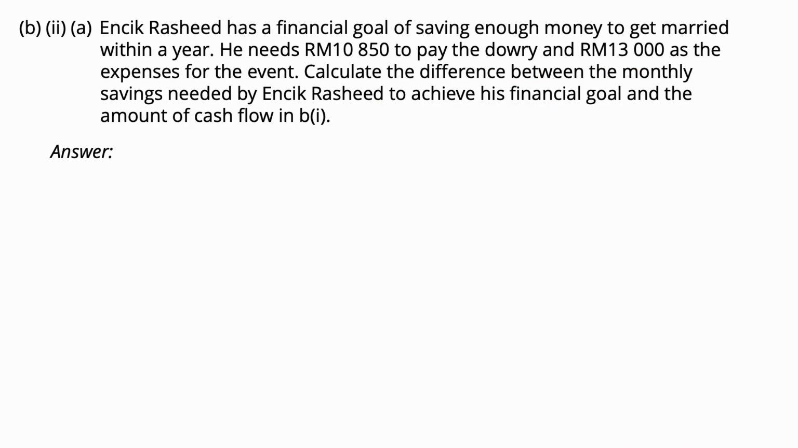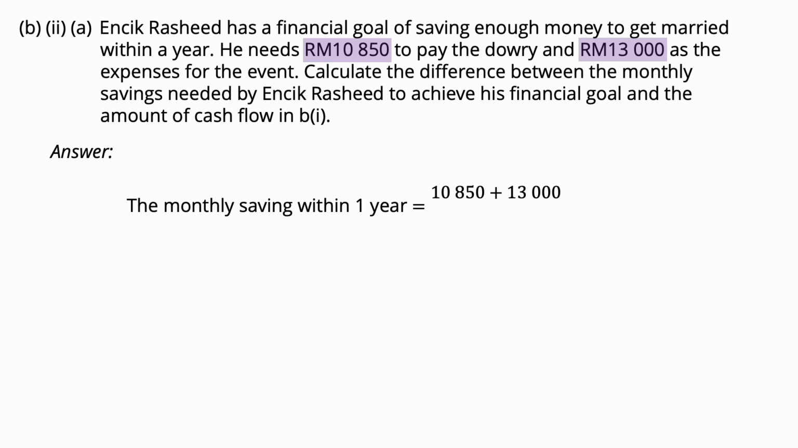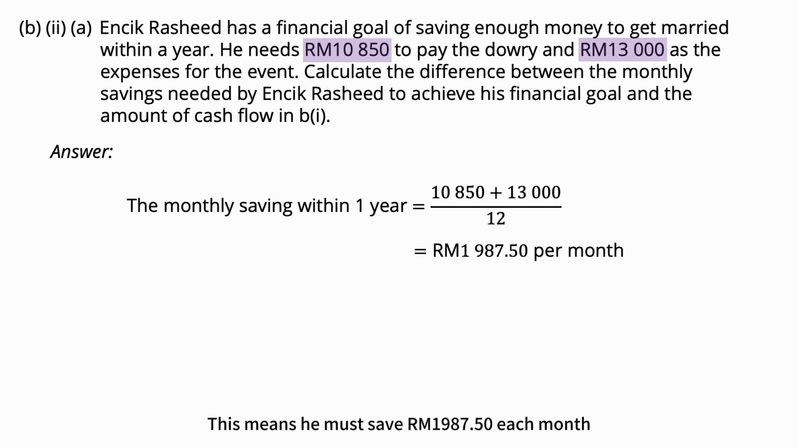B. 2a. In SPM Rashid wants to save money to get married within 1 year. He needs 10,850 ringgit Malaysia for the dowry and 13,000 ringgit Malaysia for wedding expenses. The monthly saving within 1 year is the sum of 10,850 and 13,000 divided by a year, 12, equals 1,987.5 ringgit Malaysia per month. This means he must save 1,987.5 ringgit Malaysia each month.